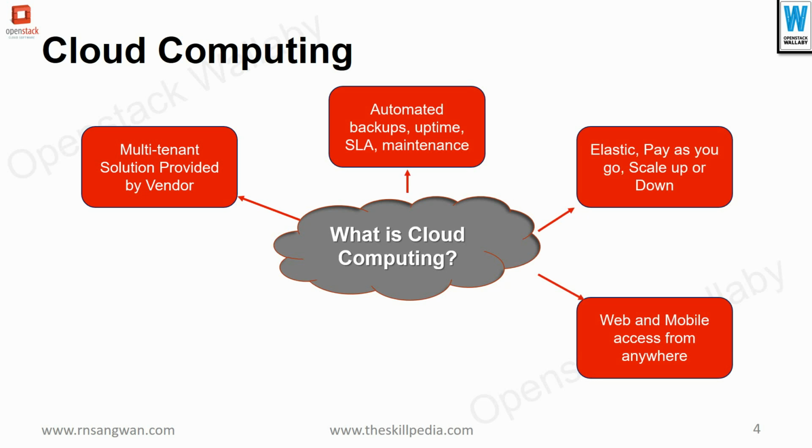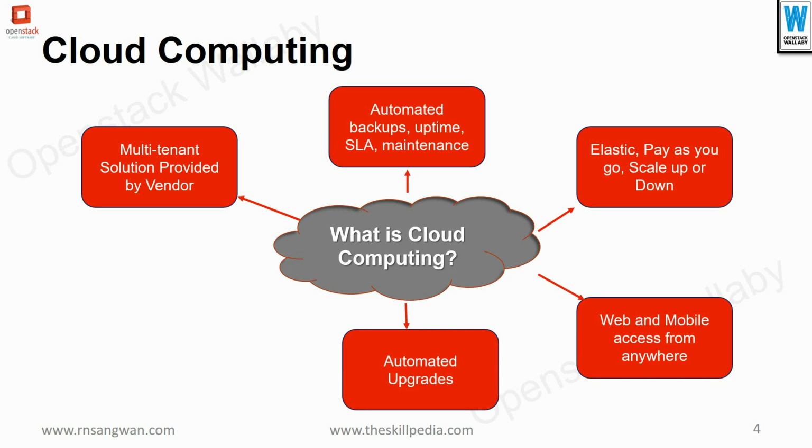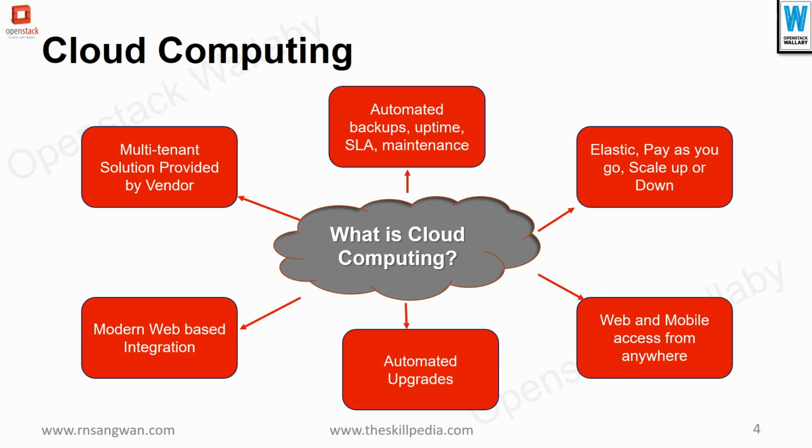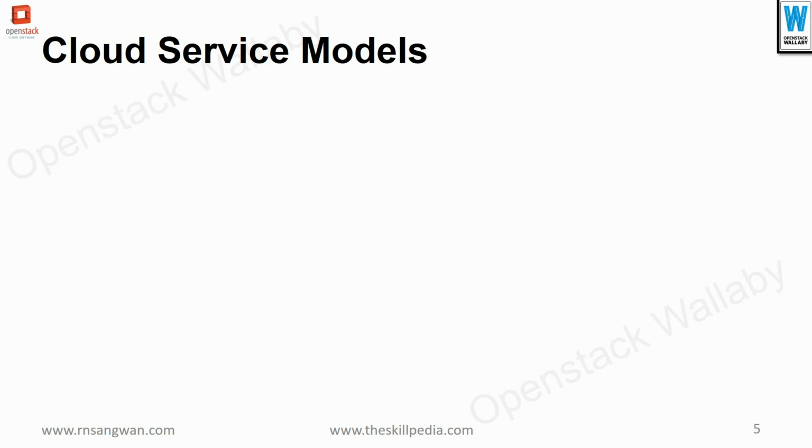Web and mobile access from anywhere. So it means accessibility. Access from the command line, from web, from mobile, from anywhere. Automated upgrades to the resources, to the services. All this is cloud computing. And modern web-based integration. These are features of cloud computing. These are properties of cloud computing. These are USPs of cloud computing. This is what makes it cloud computing.